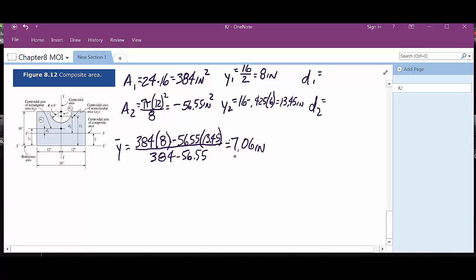So that's the center of gravity for the total. This is CG total, this is CG1, and this is CG2. To get that, we take 8 minus 7.06, and then 13.45 minus 7.06, the difference between the two. And that should be 0.94.